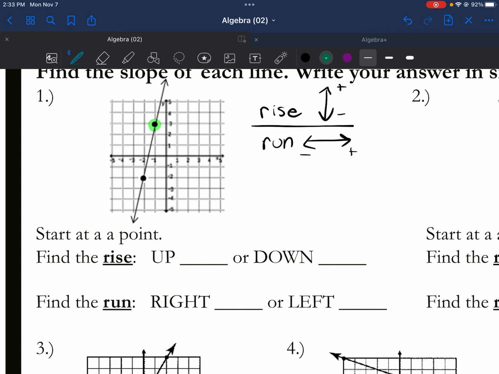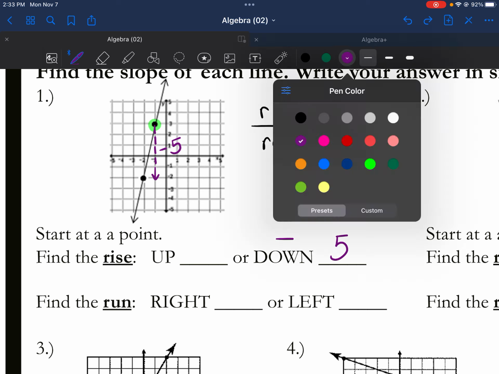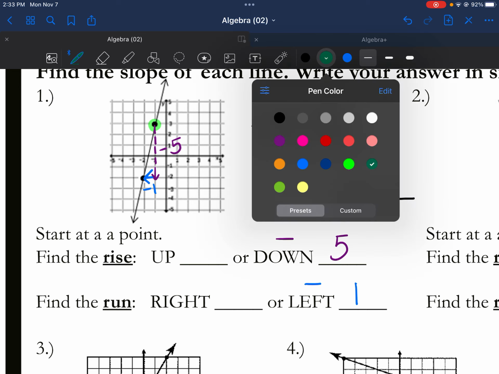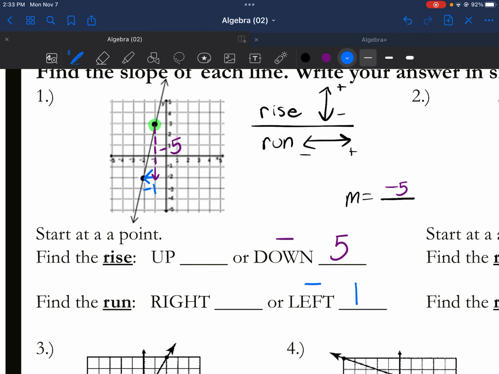So we're going to go down in this case, right? 1, 2, 3, 4, 5. We went down 5. So we did not go up. We went down 5. Down means negative 5. See how down means negative here? So negative. Then, again, to get to that point, we have to go left 1. So again, -1, left 1, because left means negative. Now you have your slope. This is your m equals, right now we have a -5 over -1.